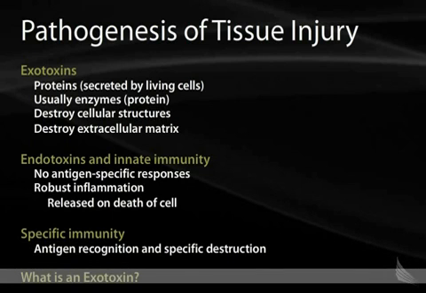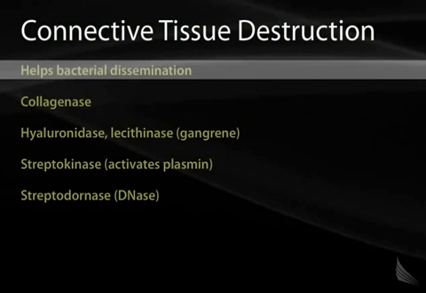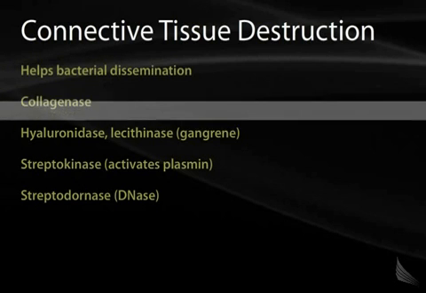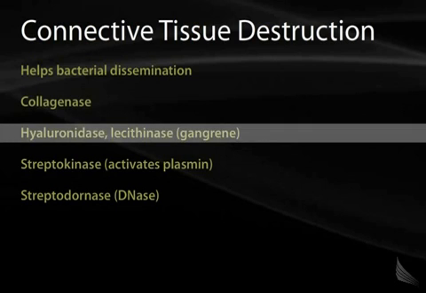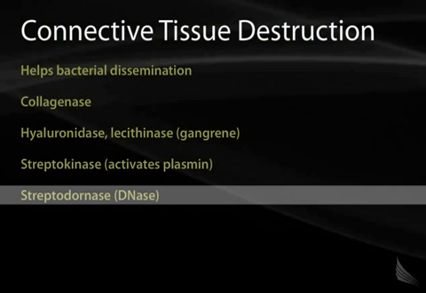An exotoxin, as the question asks, is usually a protein or an enzyme which helps facilitate the pathogenesis of an organism. Connective tissue destruction is what helps the bacteria move around and get to where it needs to and cause problems. Collagenase, hyaluronidase, lecithinase, streptokinase, and streptodornase all help different bacteria move throughout the tissue and establish an infection.